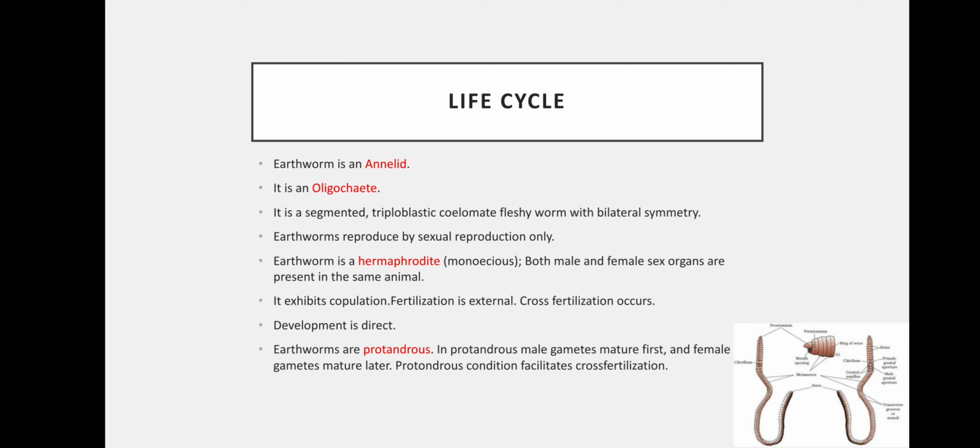Exhibits copulation, that will be the rule. Fertilization is external and cross fertilization occurs. Development is direct. Earthworms are protandrous. It's a major characteristic. Protandrous means the male gametes mature first and the female gametes mature later. So this protandrous condition facilitates cross fertilization.